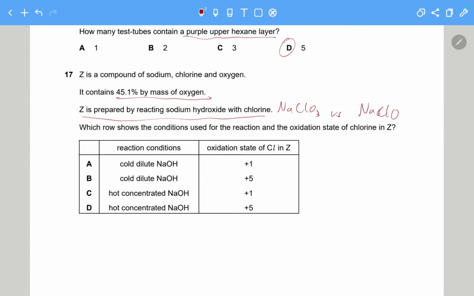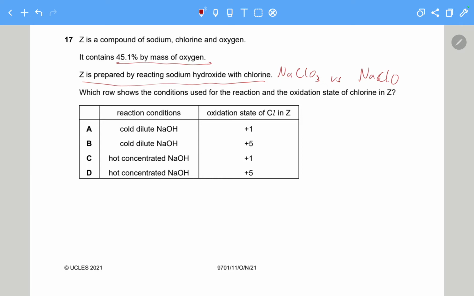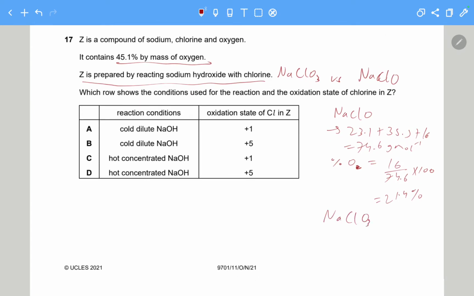So using the percentage by mass of oxygen, we need to figure out which one of these it is. For NaClO, the total mass of the compound is 23.1 plus 35.5 plus 16, which is equal to 74.6 gram per mole. And then the percentage of oxygen is equal to 16 over 74.6 into 100, and that is 21.4%. So it cannot be NaClO, which means it has to be NaClO3, but the good practice is always to confirm. So the total mass of NaClO3 is 23.1 plus 35.5 plus 16 into 3, which is equal to 106.6 gram per mole. And the percentage of oxygen in this is 16 into 3 over 106.6, into 100, which is equal to 45.1%, which is what we want.